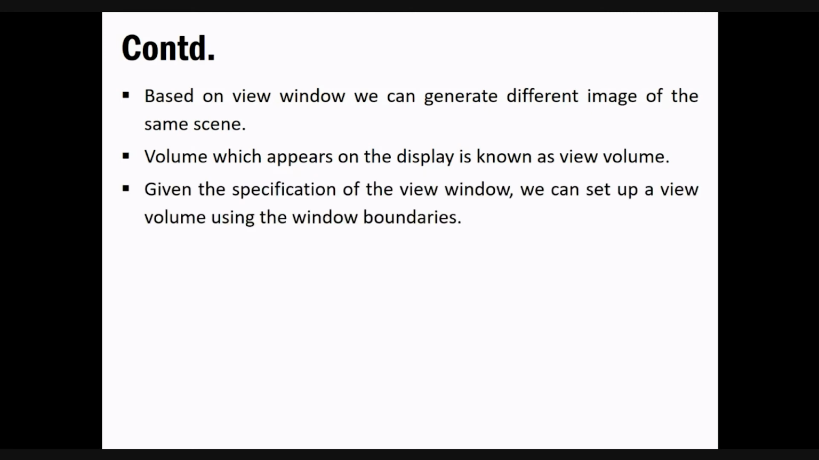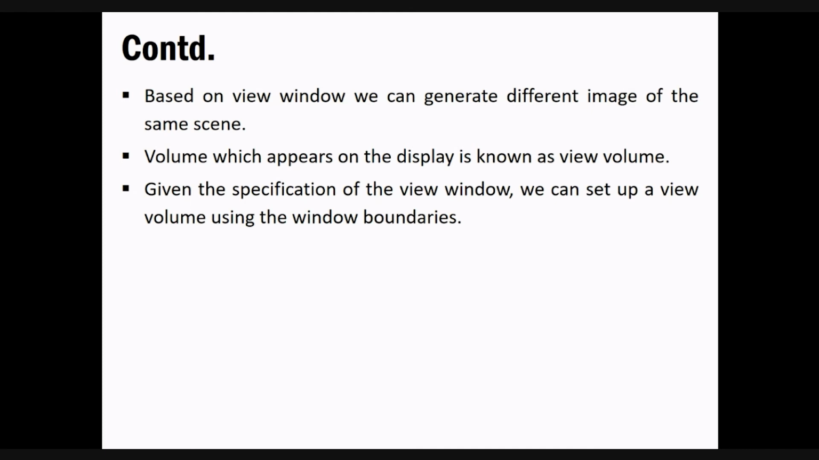So given the specification of the view window, we can set up a view volume using the window boundaries. This is like taking something at a certain position. Even if you are considering parallel projection or perspective projection, it is placed at some particular position, and you are trying to get a view out of it. To do so, we need to give some specifications so that the things we get stay within the boundaries you are limiting.